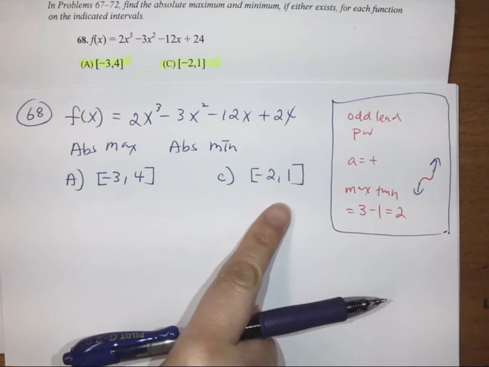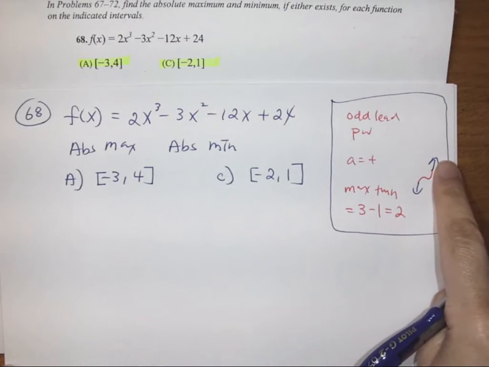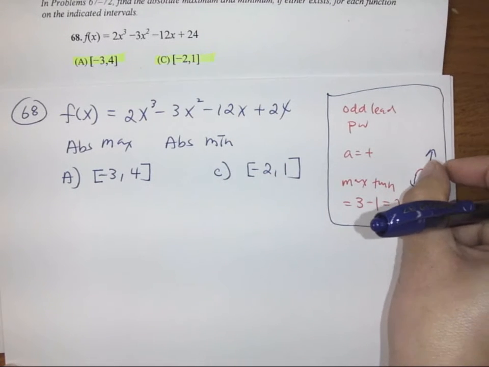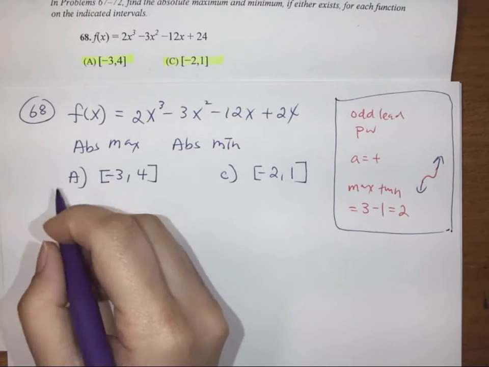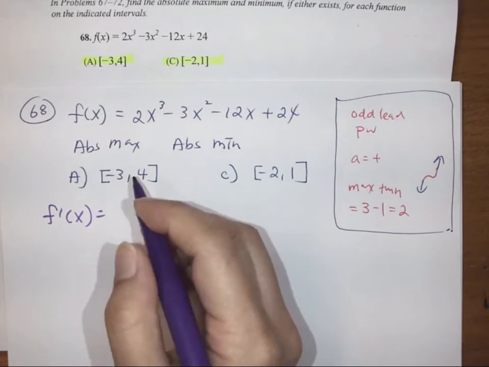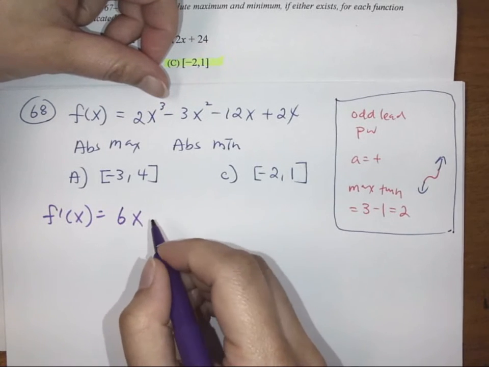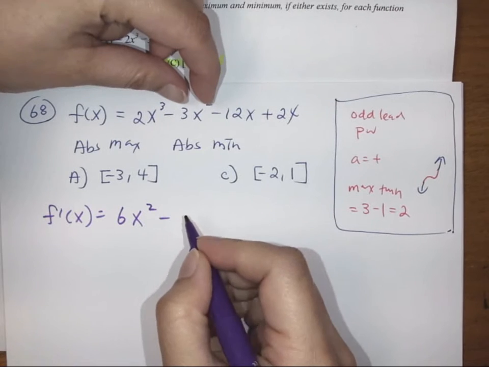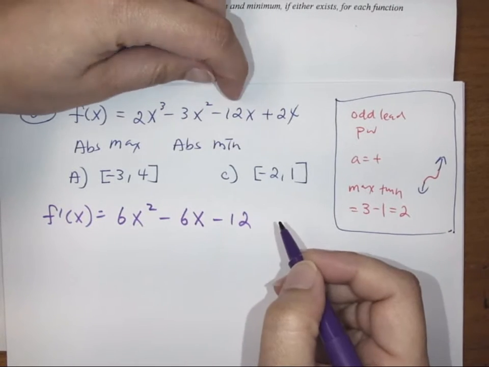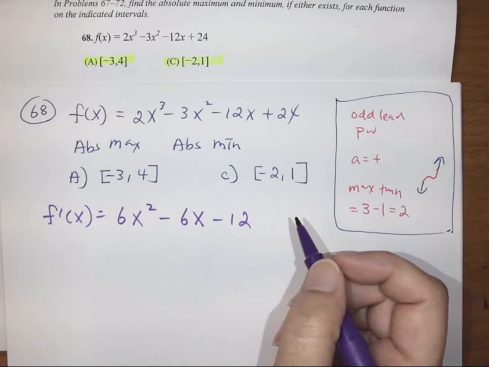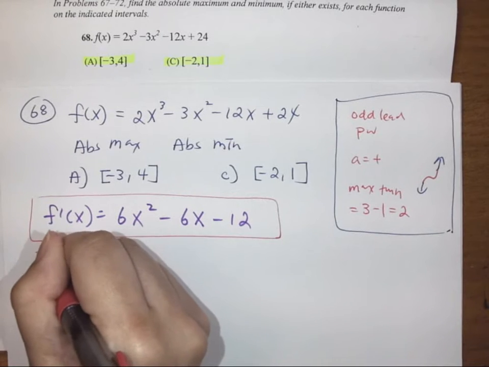This is harder because they have the closed interval, so you cannot just say no absolute max, no absolute min, because they cut it into a certain interval. So let's start with the first derivative. If I take the first derivative of this, we get 2 times 3 is 6x, one less degree is squared, minus 3 times 2 is 6 again, this time x to the first, minus the 12x is gone, and 24 turned into 0. So that's the first derivative, and then we can find a critical number.